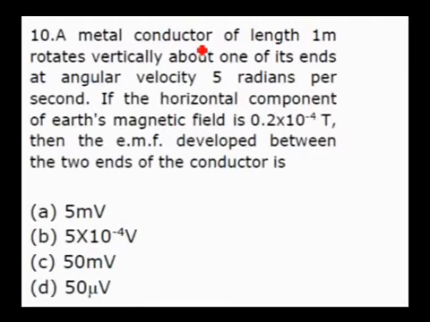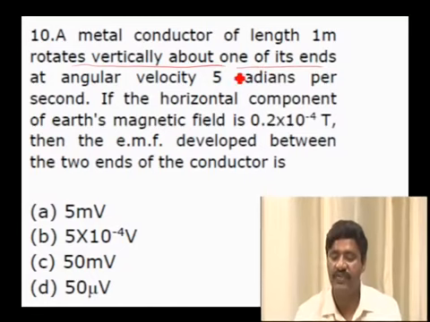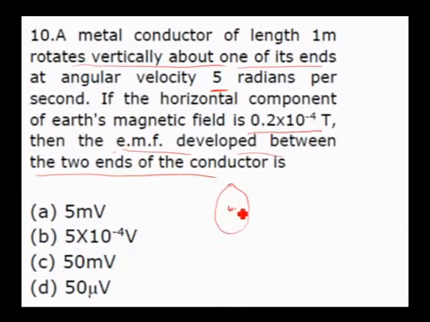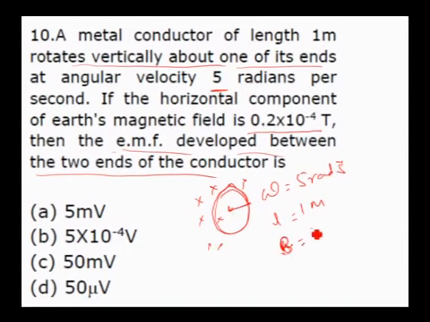A metal conductor of length 1 meter rotates vertically about one of its ends with an angular velocity 5, and the magnetic field is 0.2 into 10 power minus 4. What is the EMF developed? This is the situation which I explained in the synopsis, that there is a conductor which has been rotating with an angular velocity, and that angular velocity is 5 radian per second, where the length of the conductor is 1 meter. The magnetic field will be perpendicular to the plane of the paper, which is equal to B equals 0.2 into 10 power minus 4 Tesla.